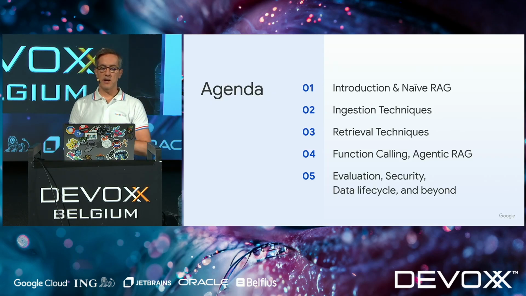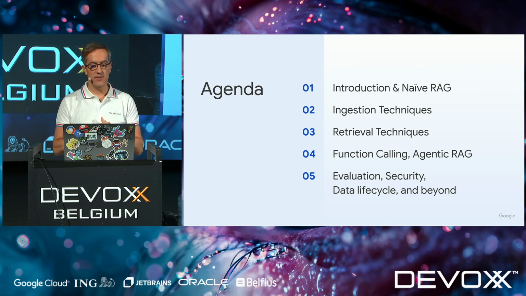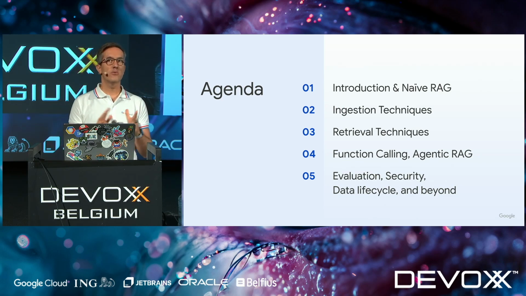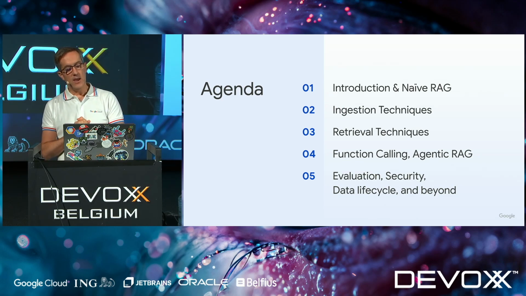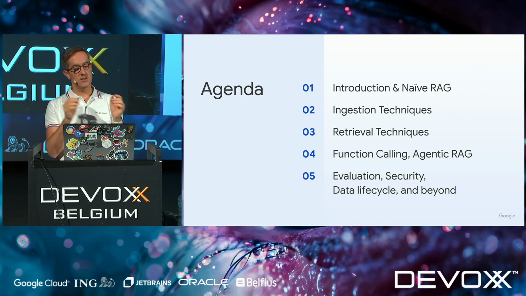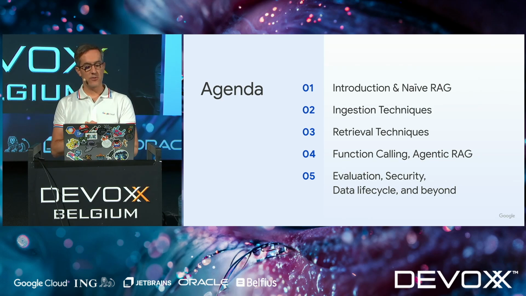All right, so the agenda will continue this introduction. We'll implement a first naive RAG implementation. Then we'll see where are the places where things can go wrong and how you can improve them. And we'll go through different techniques. So techniques at the ingestion phase, techniques at the retrieval phase of RAG.